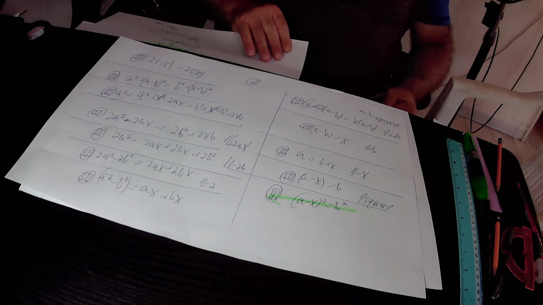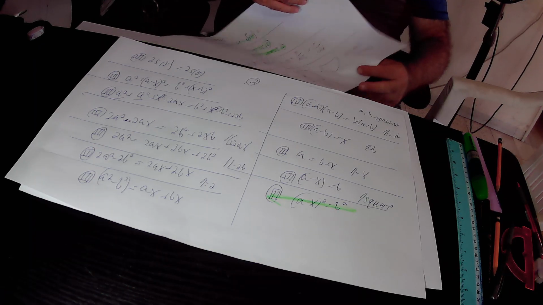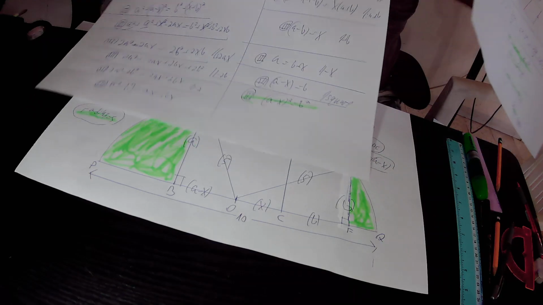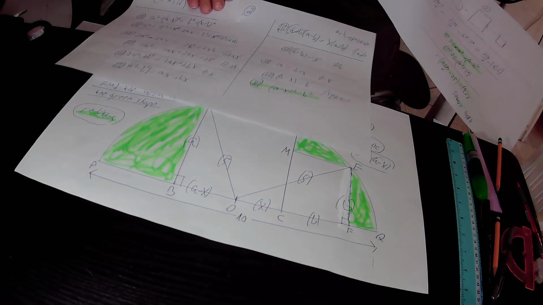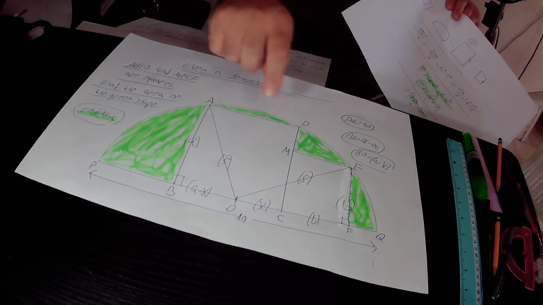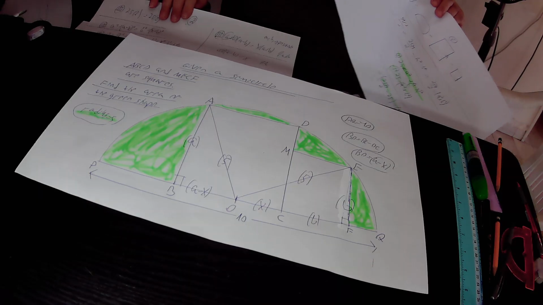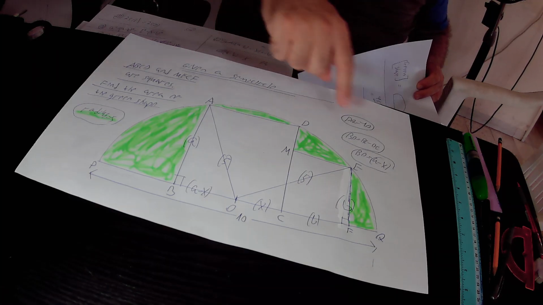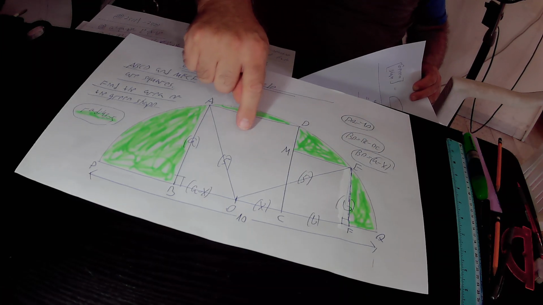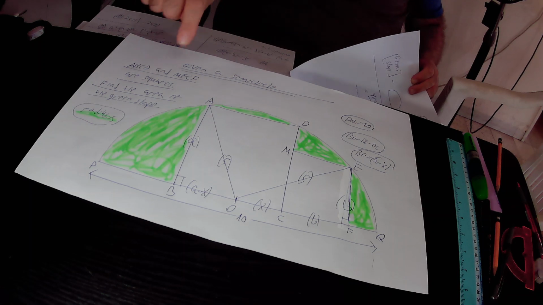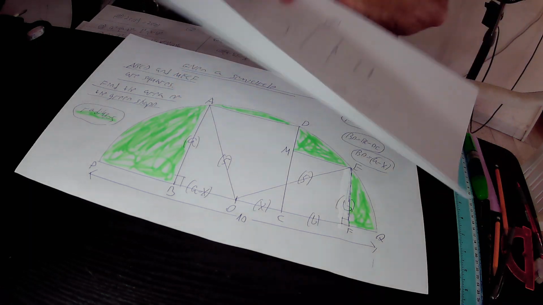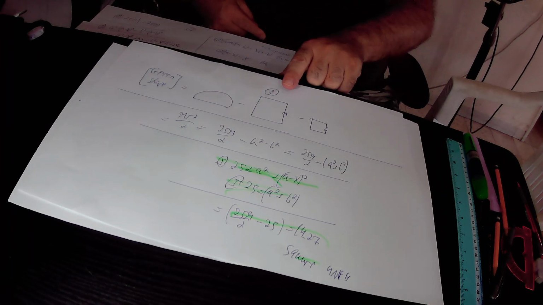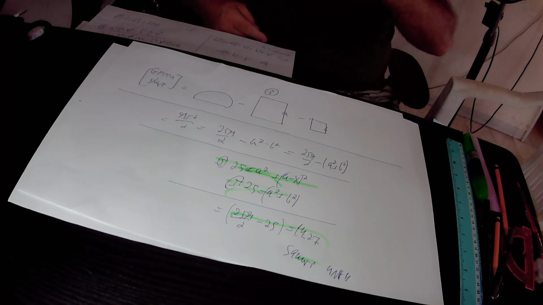Our task is to find out the area of this green shape. So what is the area of the green shape? From the drawing it is very easy to see that the area of this green shape must be equal to the area of the semicircle minus the area of the big square ABCD minus the area of the small square.